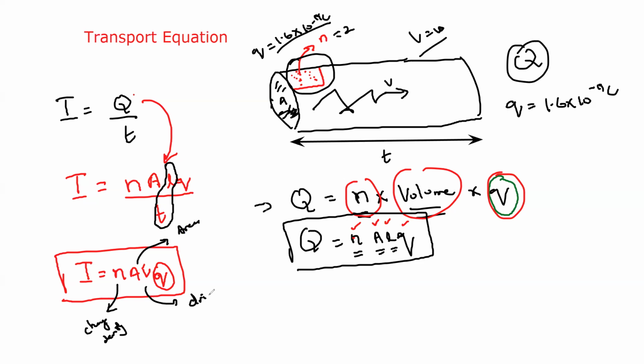It is not only known as a speed, it is called a drift speed, because the charges are not moving in a straight line; the charges drift when they move through the wire. That's called drift speed. And Q is the charge of one electron, which is 1.6 × 10^-19 coulombs. So using the transport equation, we can work out the relation between the cross-sectional area and the drift speed.